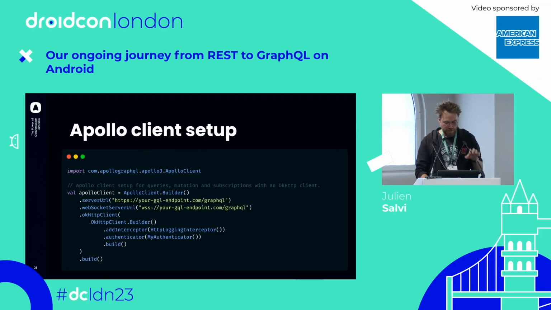Okay, so to set up the client and actually make the queries or the mutations, you call the Apollo Client Builder and you set up your server URL, your WebSocket server URL if you have any kind of real-time communication. And you can add your own OkHttp client, to add some interceptor or authenticator logic in that. And then you build your client and you're good to go.